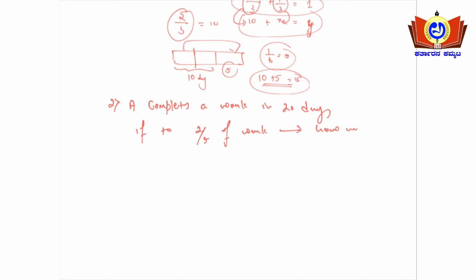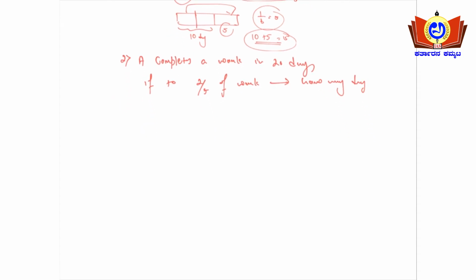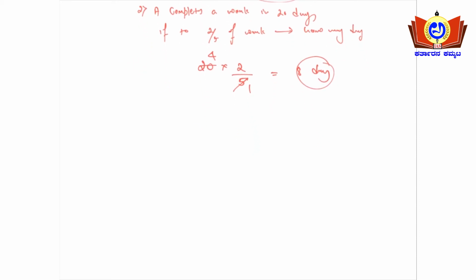Okay, so what you need to know is, for 20 days, how much work should he be completing? 2/5 of the work, right? So what are the days here? 5 fours are 20, so 4 into 2, so 8 days. To complete 2/5 of the work, he'll be taking 8 days. It is as simple as that, but you need to know how to write the formula here.